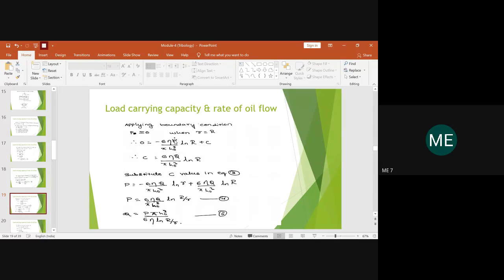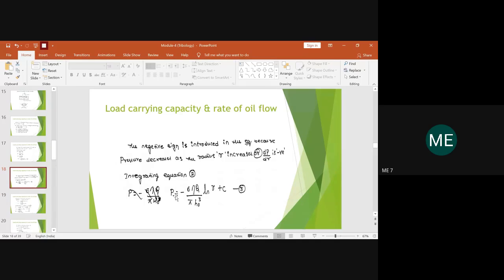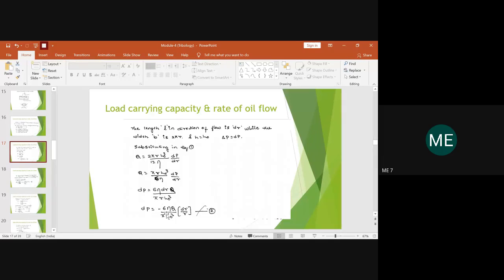This constant term will remain the same. So instead of log small r, we will write log of capital R plus C. When you have one term equal to 0, then easily you can determine the value of C. So this will be equal directly to, it was negative before, now it becomes a positive value because we have taken C this side, 6 mu q upon pi h naught whole cube into log of R. So now we know the constant value for the equation of the pressure which we have integrated from the basic equation number 2, right?